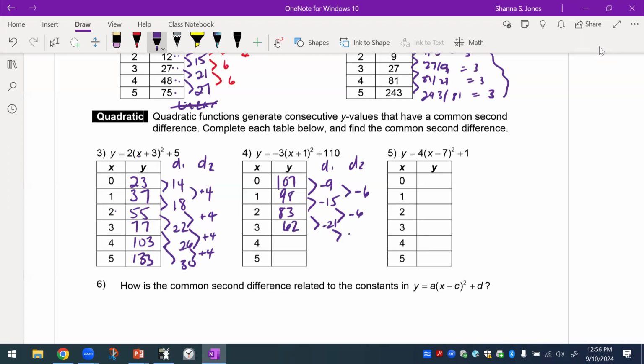Then on the next one, -21 minus 6 puts me at -27. 62 minus 27 puts me at what? 35. And then we're at -6 again. And then I'm going to subtract. That puts me at -33, which puts me at 2.